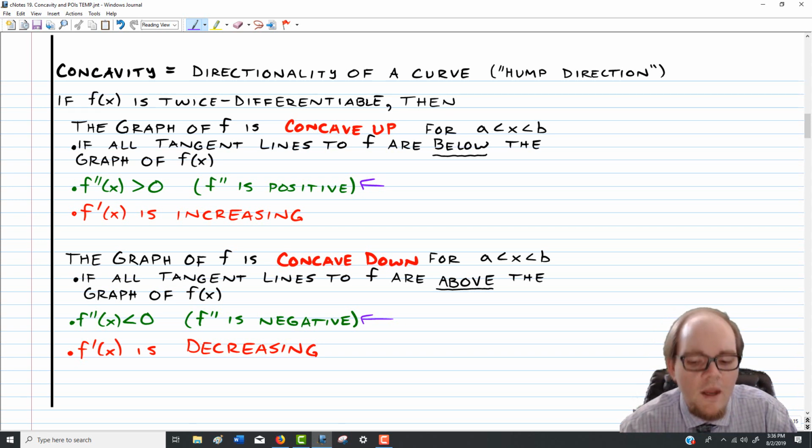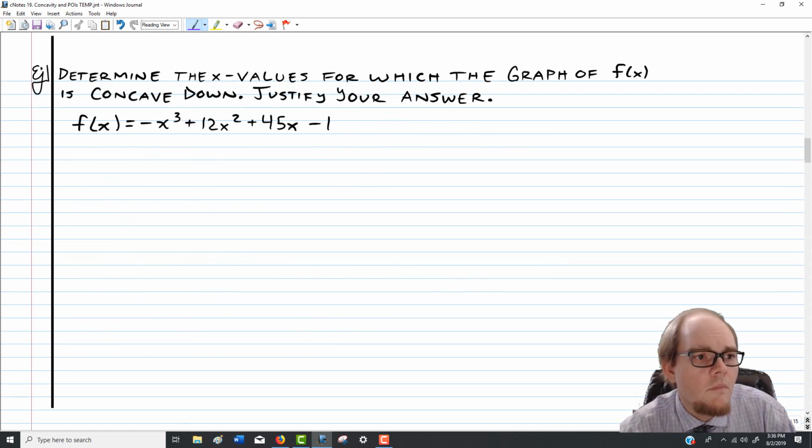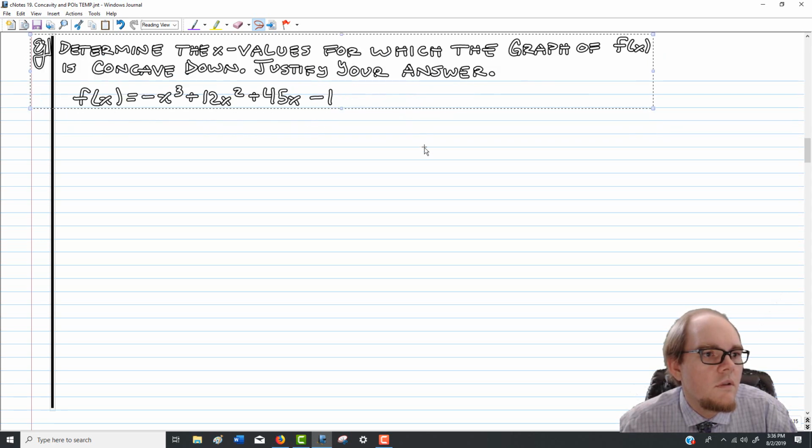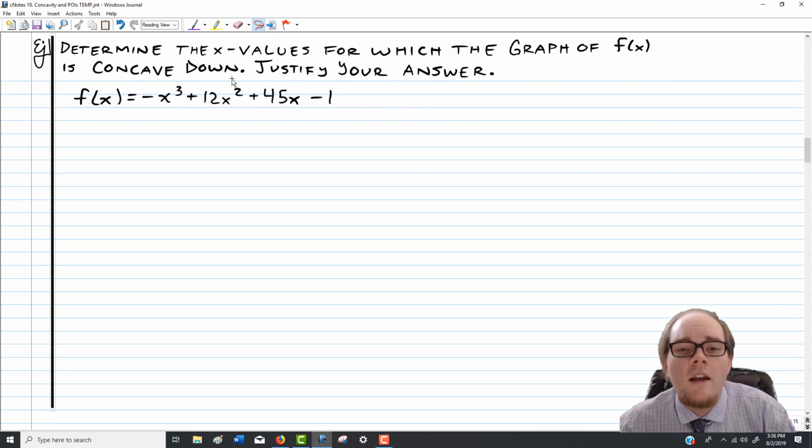Interesting enough. But without further ado, let's jump into a first example. Just because I know it's a lot of information, I want to make sure you realize just how doable this actually is. So here's our first full example. Together we are going to determine the x values for which the graph of f of x is concave down. And I'm asking you to justify your answer.